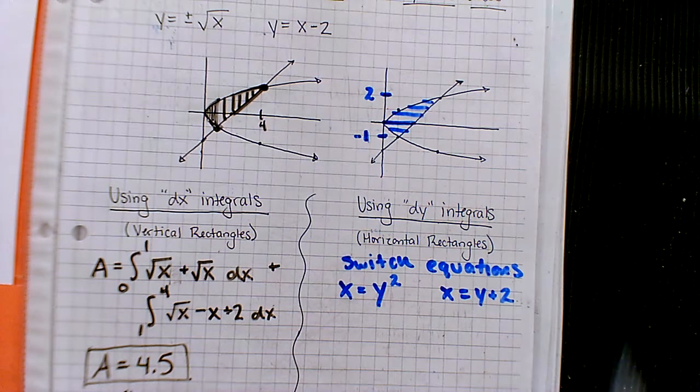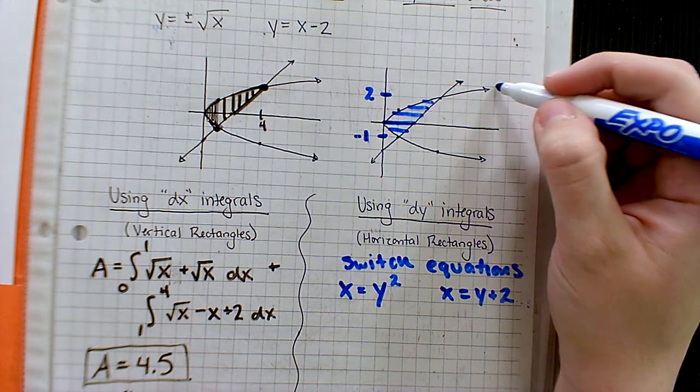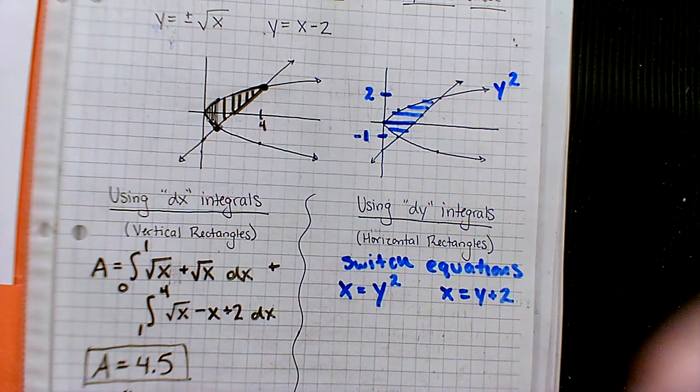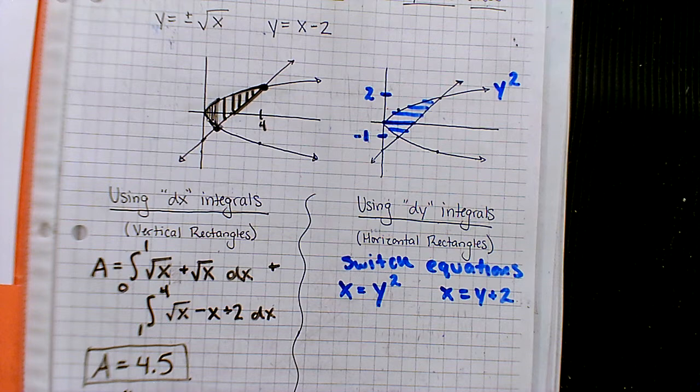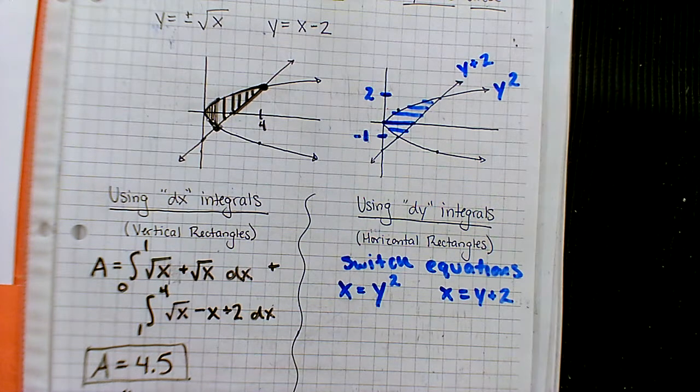So take a look at what happened here. The positive and negative square root now changed to a single function. It's just y squared. Doesn't it kind of look like a parabola just on its side? Makes sense because it's squared. And then the linear is now y plus 2.